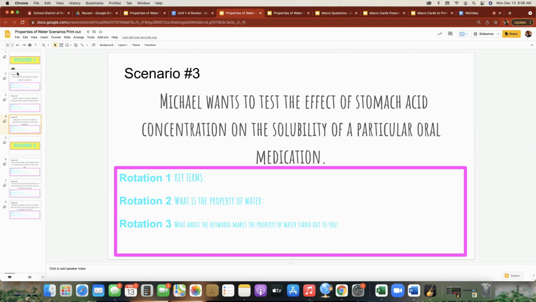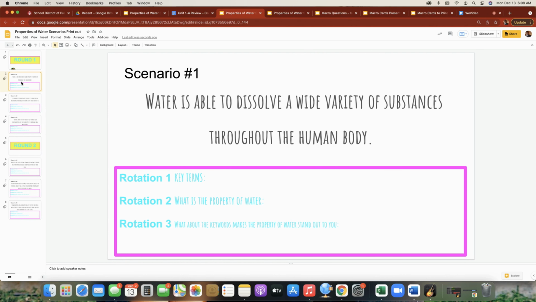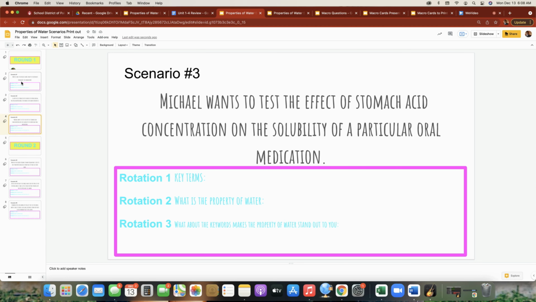Then they'll rotate. You could probably give them 30 seconds to a minute for each one. And then they would rotate. So now student 2 has scenario 1. The key term from student 1 is written there. The job of student 2 is to read the new scenario and figure out what property of water it is. And then you'll rotate one more time. So now student 1 has scenario 3. They see the key terms and the properties of water from the other students, and now their job is to figure out what about the key terms makes the property of water stand out to you.